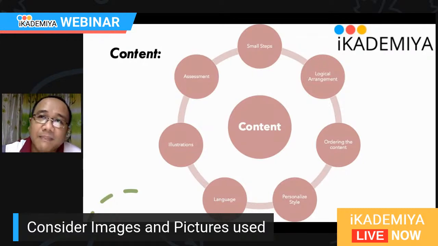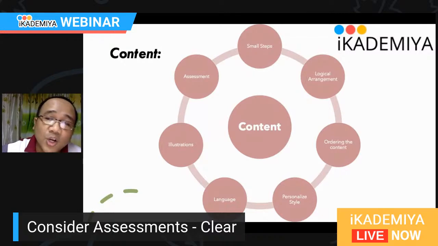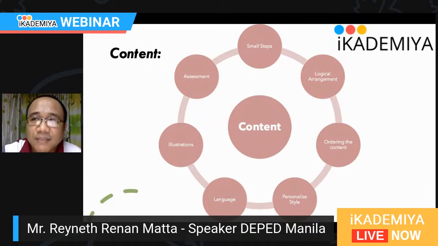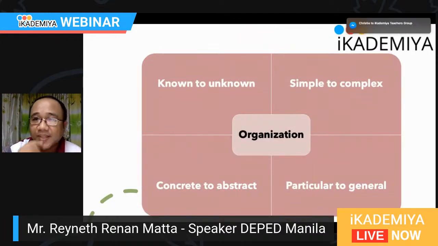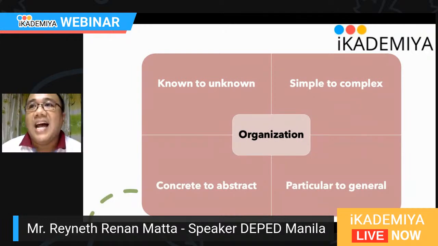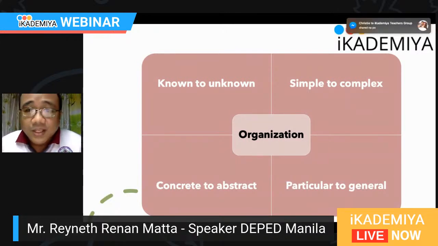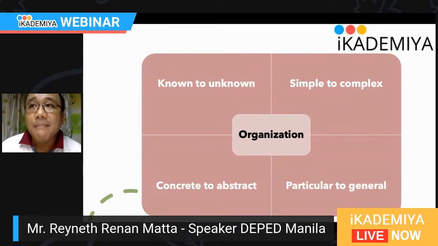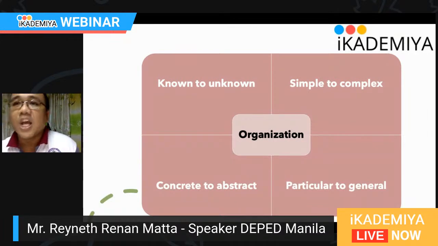So later on, I'll be showing you a sample wherein academia creates modules that promote different types of learning assessments. Okay, now for organization, when we talk about organization, the arrangement of the activities, the flow. It should be known to unknown, simple to complex, concrete to abstract, and particular to general. Okay? So when we want to create the module, make sure you have this outline of the different activities and consider its organization from the simplest concept down to the most complex concepts.